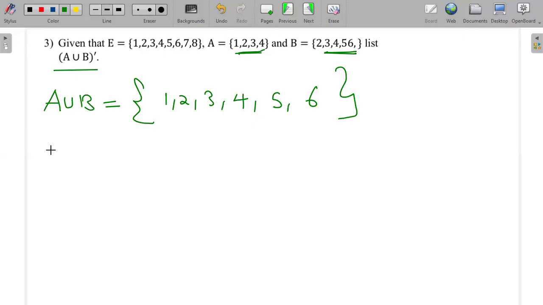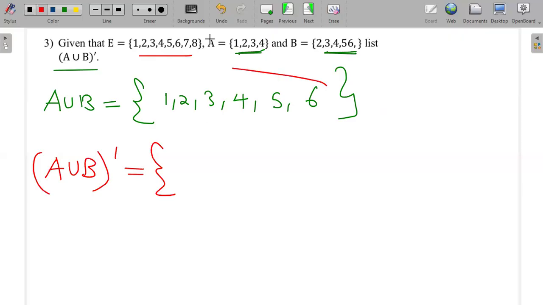All right, and then now I can find my A union B complement. So A union B complement simply means all the elements that I can see in the universal set there, but are not appearing in the set A union B. So 1 appears there, so I can't write it there. 2, 3, 4, 5, 6, they all appear in the A union B. So I can't write them here. So the only ones that are missing there are the 7 and the 8. So these ones here are the ones that are not in this set.